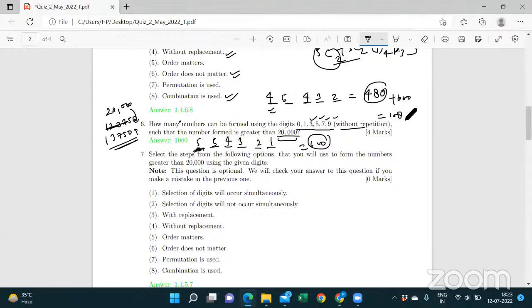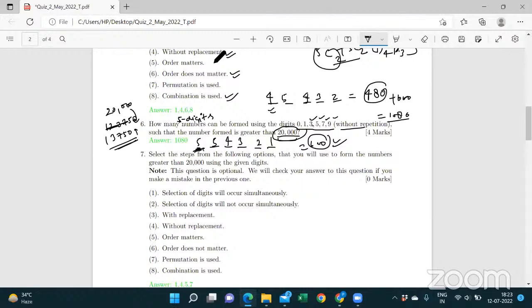Okay. See, if the question clearly asked how many 5-digit numbers can be formed using the digits 0, 1, 3, 5, 7, 9 without repetition, then that number is 480. But it's asking about numbers greater than 20,000, so it's possible that 6-digit numbers also count. Is that clear? Yes, sir. Now, just tell me the steps for the question. How did we get 600?